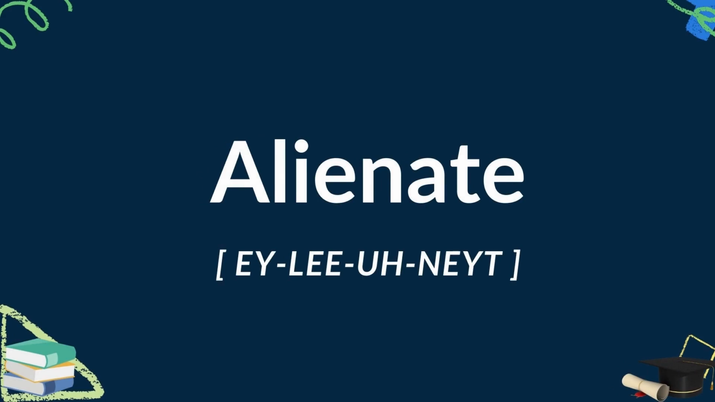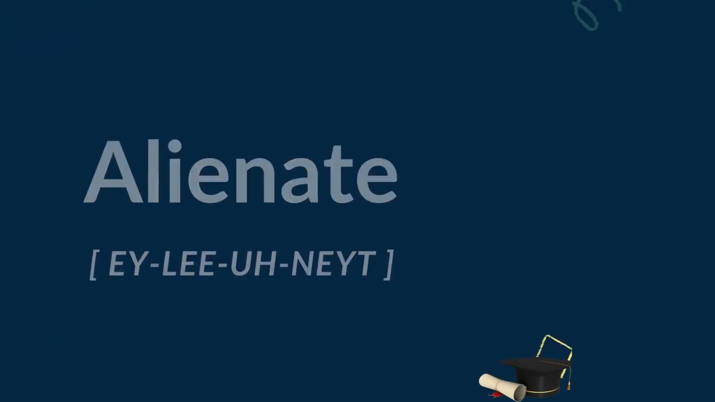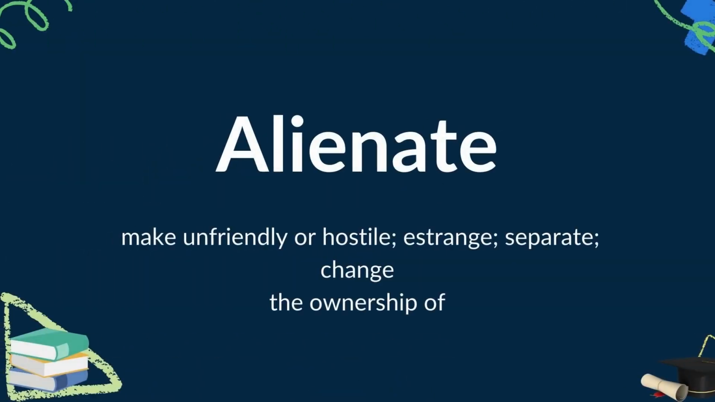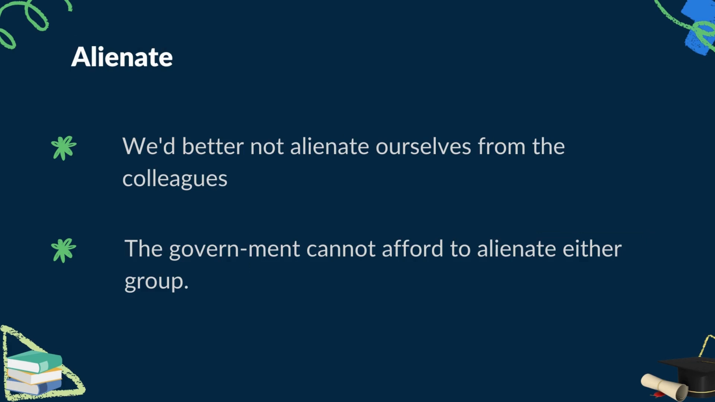The next word is alienate. A-L-I-E-N-A-T-E. Alienate means make unfriendly or hostile, estrange or separate. Here are some ways you can use the word in a sentence. 1. We'd better not alienate ourselves from the colleagues. 2. The government cannot afford to alienate either group.